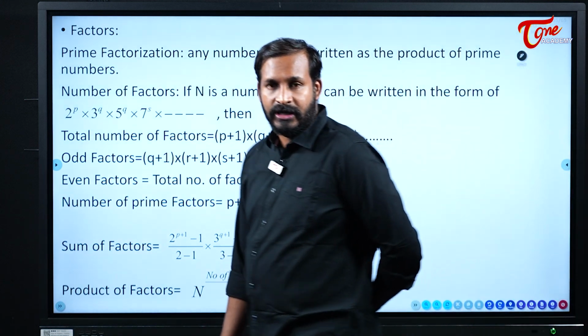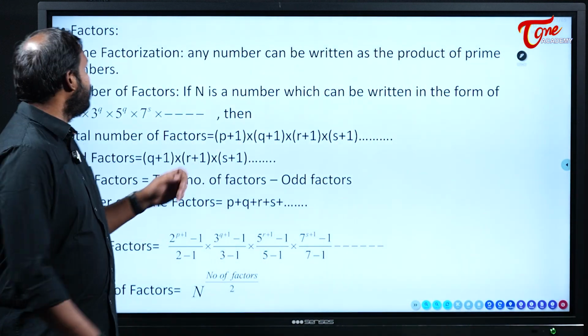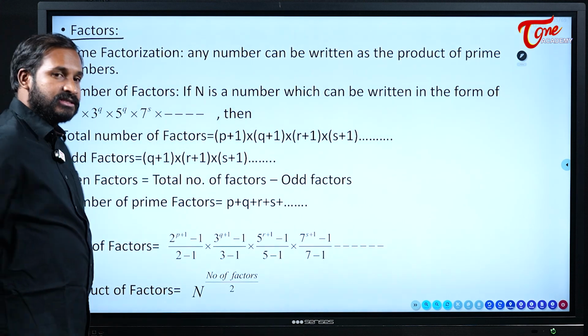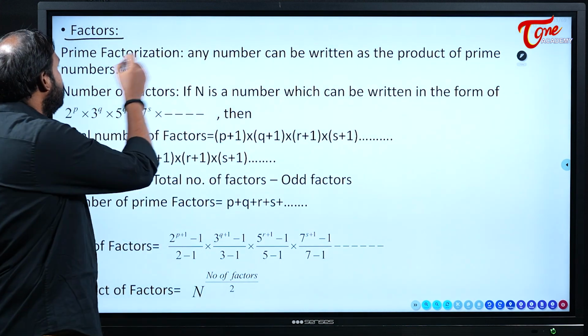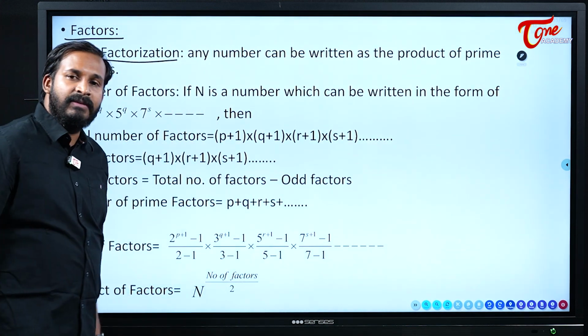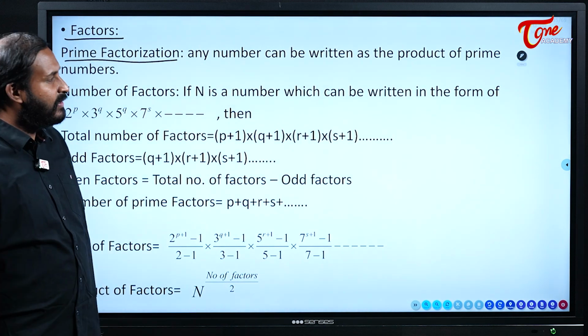This is a very important concept. The next concept is factors. How will you find the factors? Before learning the factors, we should know what is meant by prime factorization. What is meant by prime factorization?